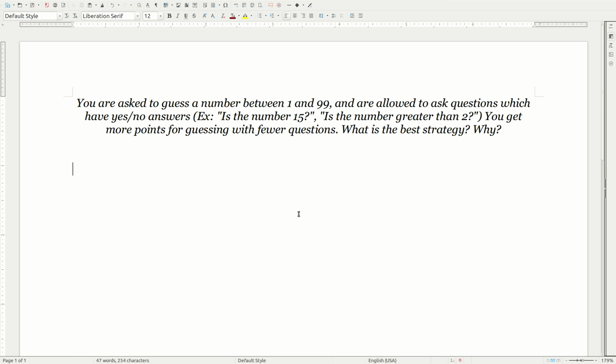Imagine that you're asked to guess a number that's in some particular range. For example, the range of numbers between 1 and 99. You're allowed to ask questions which have yes or no answers, like is the number 15, or is the number greater than 2? And you get more points for guessing with fewer questions. So, in these conditions, what's the best strategy that you could take to try to find out what the number is, and why is it the best strategy?